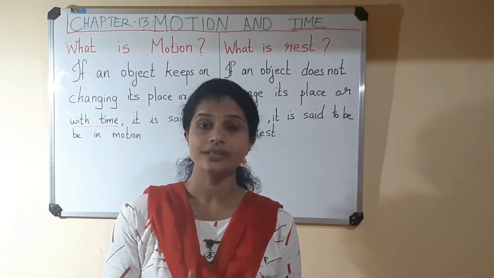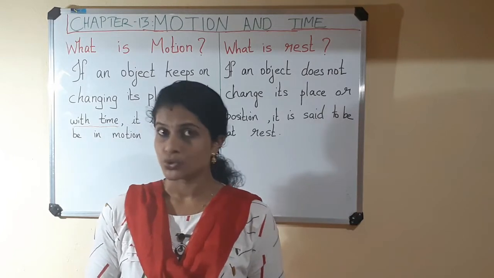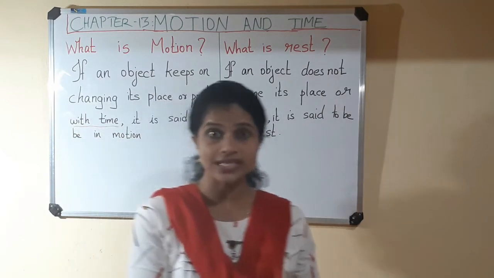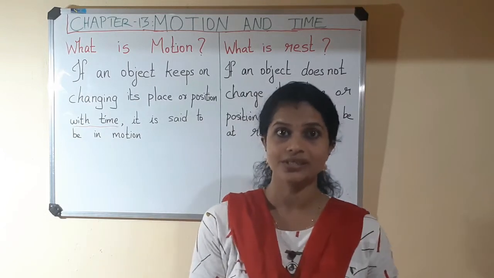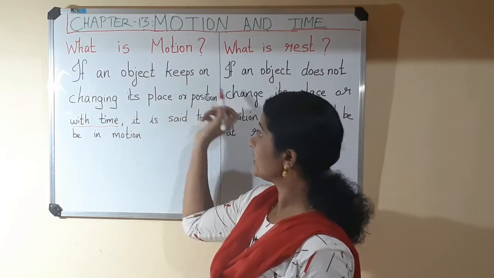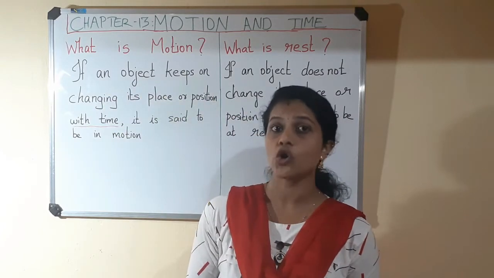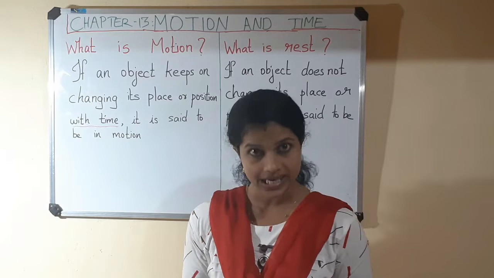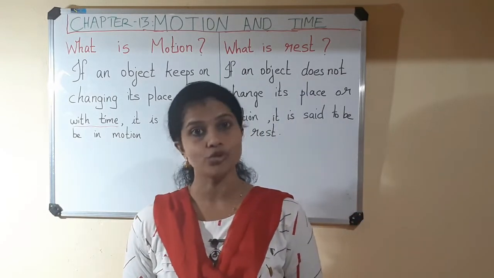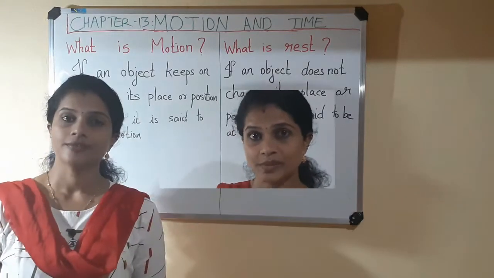Seconds are moving on. Yes, you know that. So we can say that if I'm moving from one place to another, not only my position is changing, the time is also changed. Yes. So that's why it is saying here, if an object keeps on changing its place or position with time, then we can say that that object is in motion. So is that clear what is meant by motion?